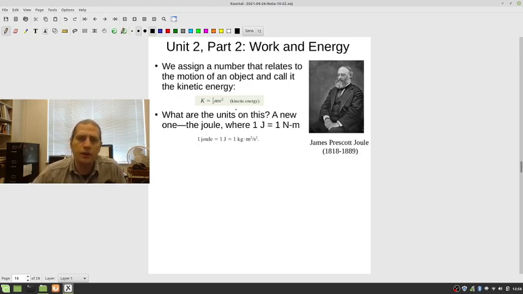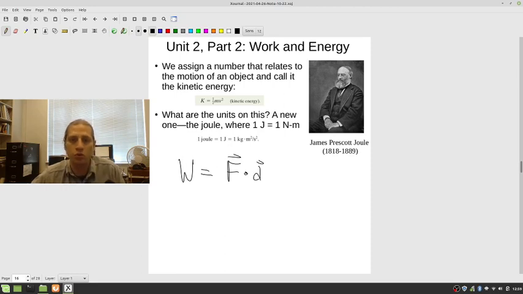Okay, so what next? Well, the next thing we talked about was the idea of work and energy. So we assign a number that relates to the motion of the object. We call it the kinetic energy. It just is 1/2 mv squared. What are the units? Well, you'll remember that the work has something to do with the amount of force dotted with the distance. So applying a force over a distance is what changes the kinetic energy of something. So a newton times a meter, a kilogram meters per second squared, times a meter gives you a joule.